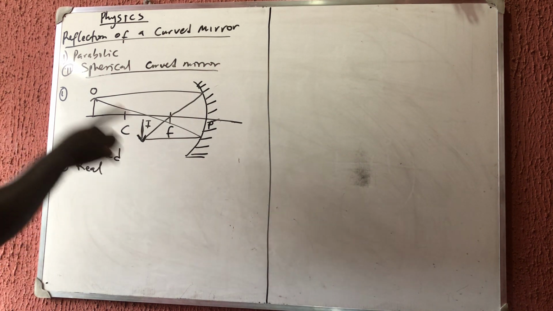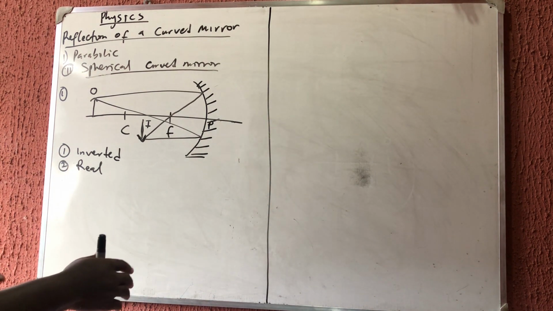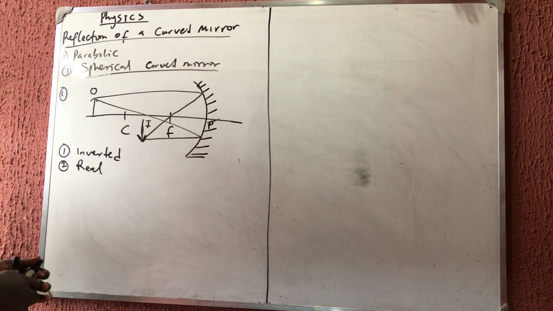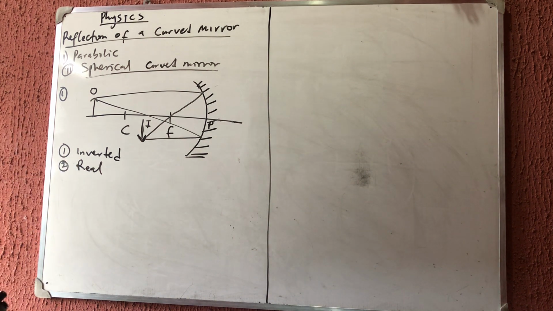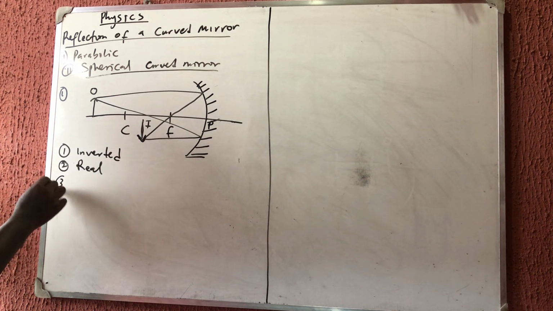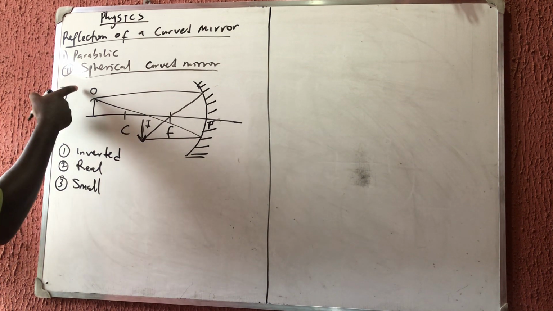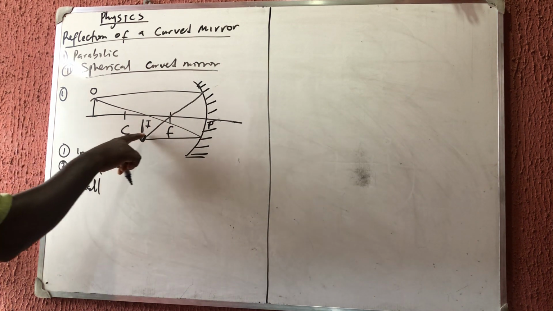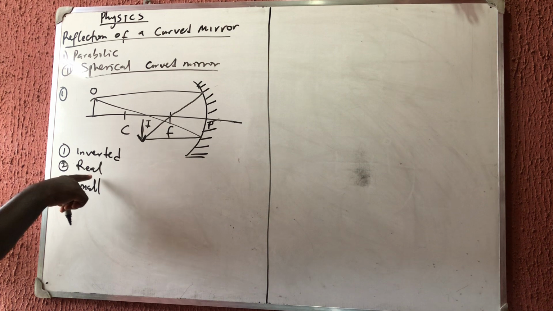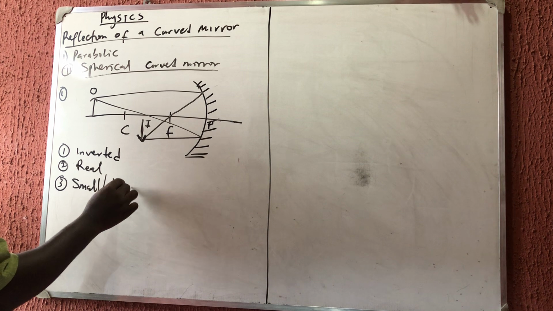Please, anytime you are writing the characteristics of an image formed when an object is placed in a concave mirror, the two most important are that they are inverted and they are real. These are the two most important you must write. Then the next thing, since the object is placed beyond the curvature, number 3 is that the image is going to be small. First of all, the image is going to be inverted and real. Then it is going to be small because it is placed beyond the curvature, or you call it diminished. If you don't want to use small, use what?